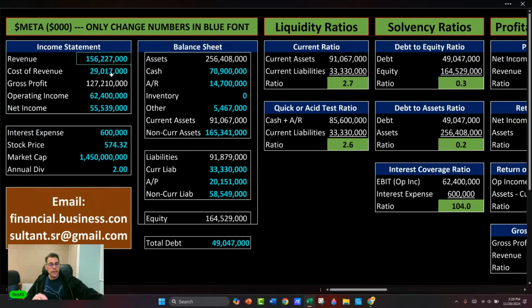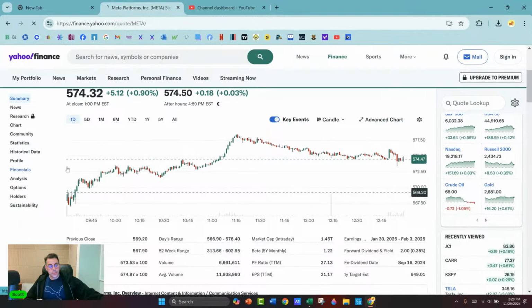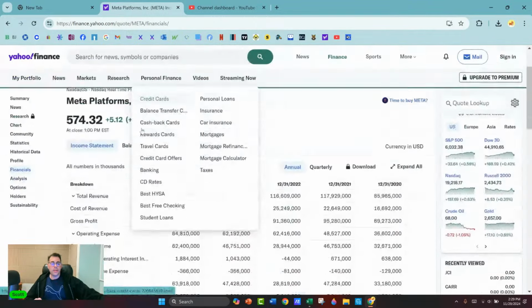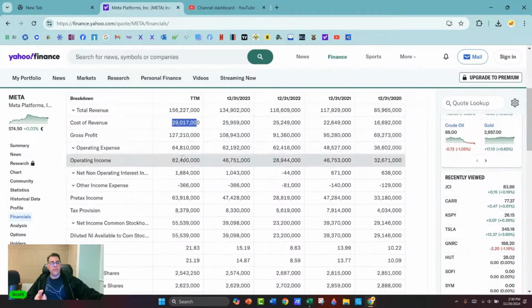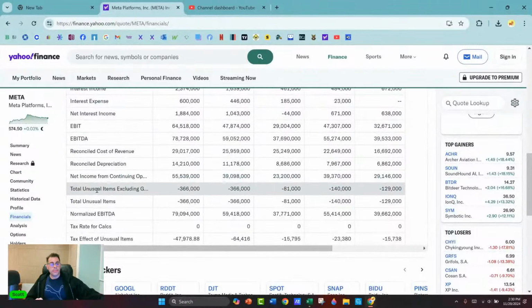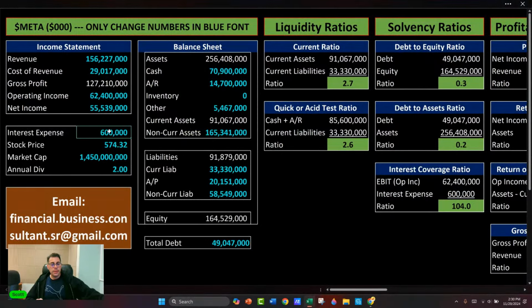So it's pretty simple what I did. You could take any stock. I just took Meta because I always use that one. Just go to Yahoo Finance. Yahoo Finance is good because everything's in the same exact order, so there's never any problems with finding the info. Just grab the revenue, the cost of revenue, operating income, net income, also interest expense. And you just plug it in. Here's interest expense right here, because in order to calculate the interest coverage ratio, you need interest expense.